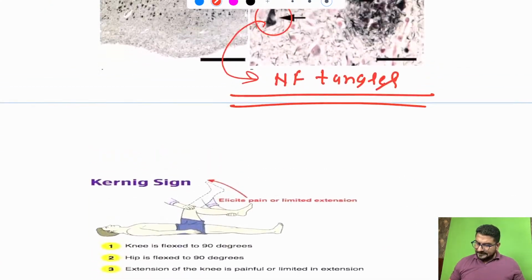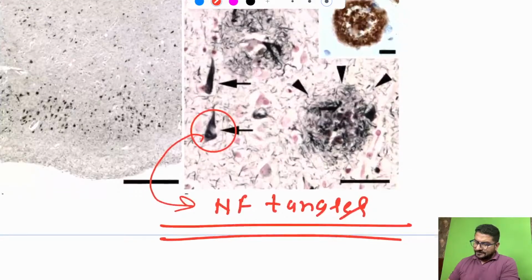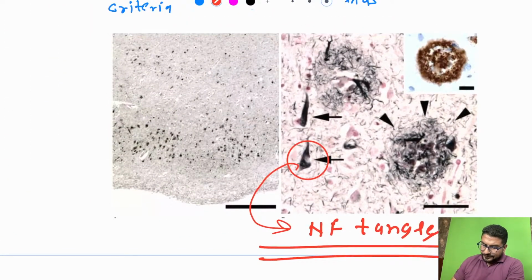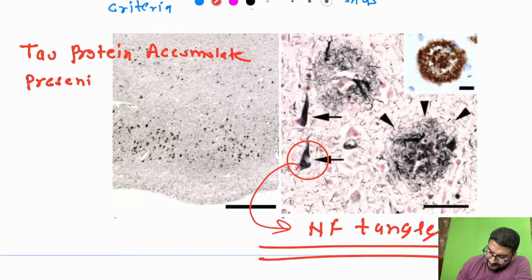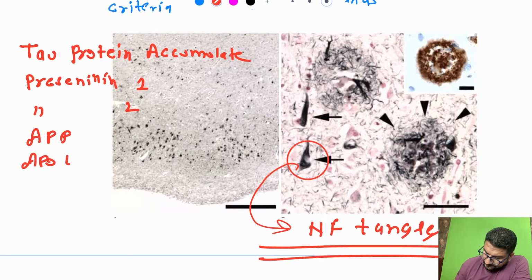From Alzheimer's, understand what type of questions they ask you in the exam. They ask you simple MCQs. I am writing all the questions of Alzheimer's. You will see tau protein accumulation. Look, tau protein will accumulate, it will not mutate. So mutation is of which protein? Mutation you will see of four proteins: presenilin 1, presenilin 2, amyloid precursor protein, and ApoE. So these are the proteins which are mutated.